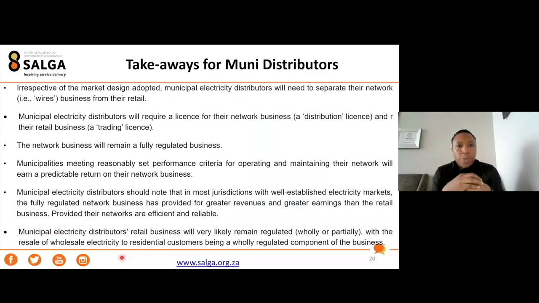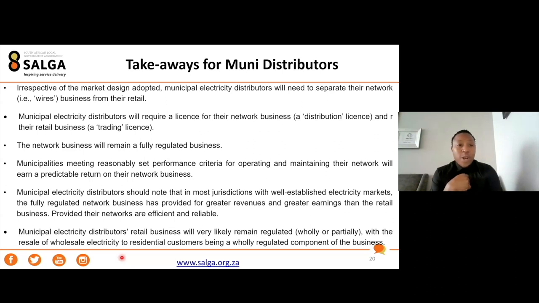And some of the takeaways for these distributors, irrespective of the market design, is that you have to make sure that you separate your wires business from the retail. You have to make sure that your wires business, or your network, is reliable. And also municipalities would need to acquire a license for their network business and also their retail business. The network business obviously will remain a fully regulated business.